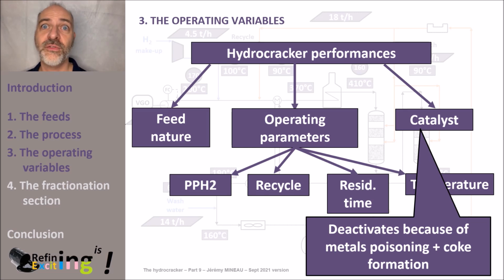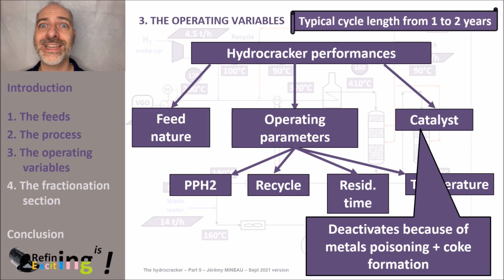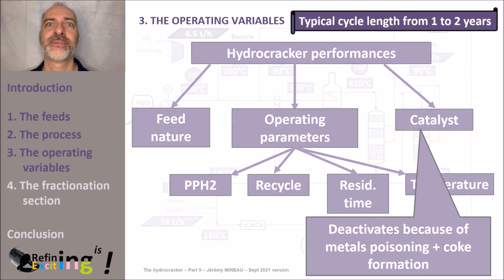To compensate for this loss in activity over time, an increase in temperature is used as the cycle goes on. After a certain time, we reach a maximum temperature value, whether it is the maximum acceptable by the metallurgy of the reactor, or we crack too much. And we must stop to change the catalysts. The cycle length is quite variable from one hydrocracker to another and can vary from 1 to 2 years depending on the catalytic volume, the treated feed, and the operating parameters.